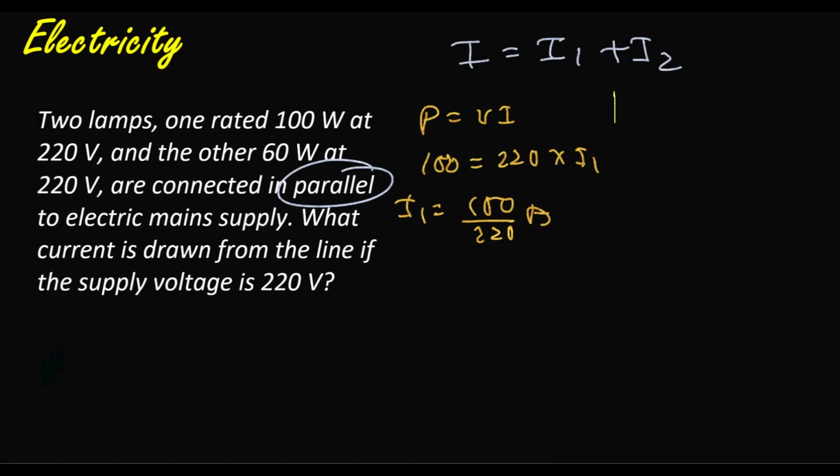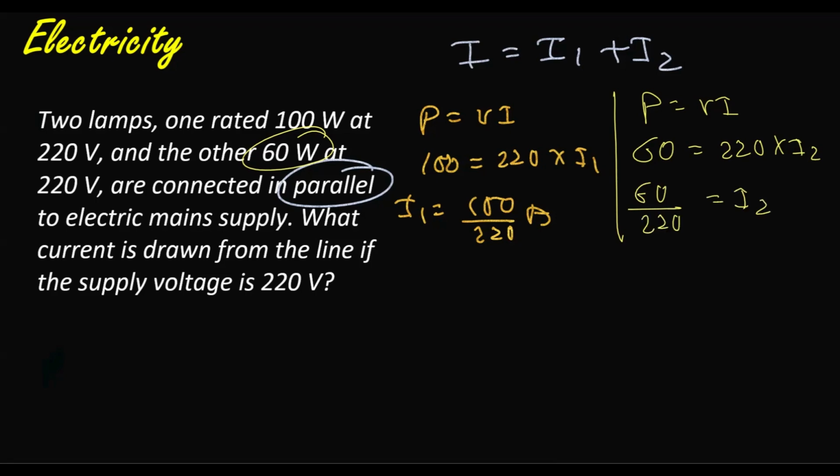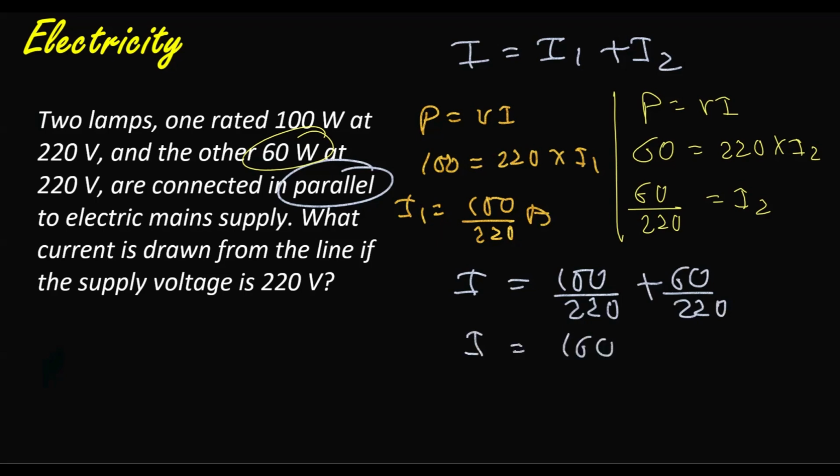So using the same relation, P is equal to VI, the power this time is 60 watt, the voltage is 220, and I'll take the current as I2 in this case. So 60 divided by 220 is equal to I2. Now, as I said in the beginning, the total current I will be obtained as I1 plus I2. So I1 is 100 over 220 plus I2 which is 60 over 220. The denominator remains the same, so it's going to be 160 over 220, which can be reduced further. It comes out to be 8 over 11 ampere.